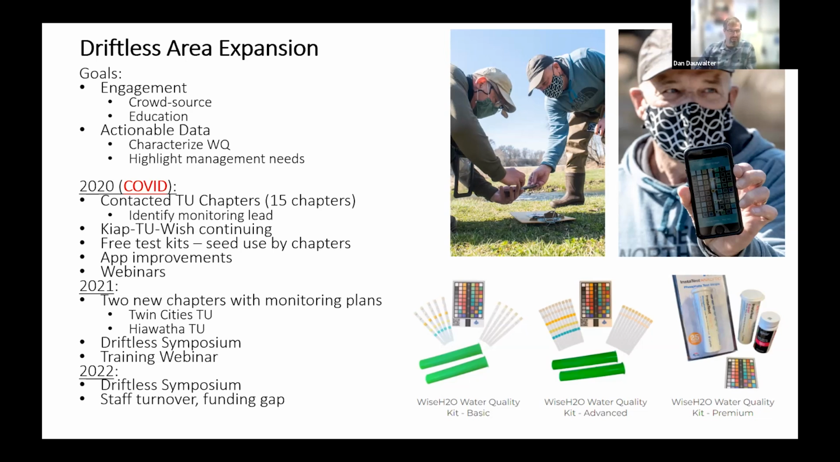In 2020, Captowish was continuing to monitor in Pierce County, which is the northern end of the Driftless, but we onboarded 2 other TU chapters, Twin Cities TU and Hiawatha TU, that had their own monitoring plans. We were talking with those in 2020, but they were fully onboarded in 2021. Again, we're communicating through the symposium and training webinars, and we continued through last year.